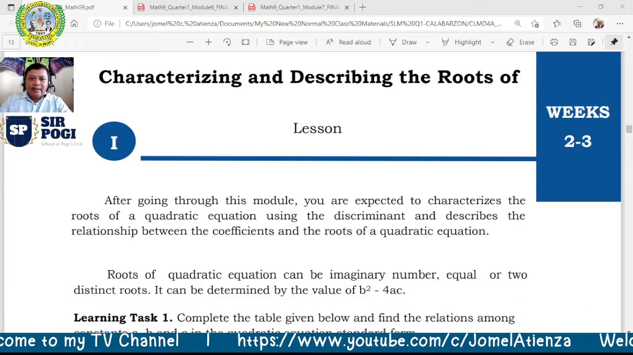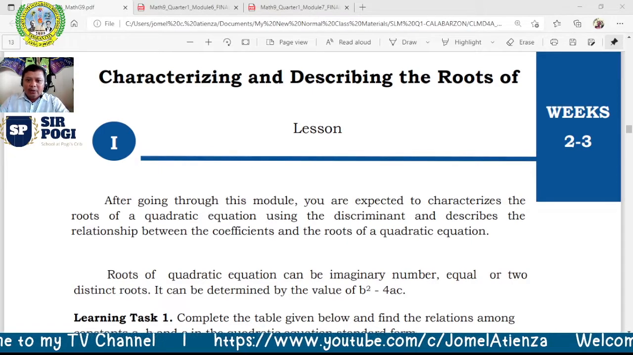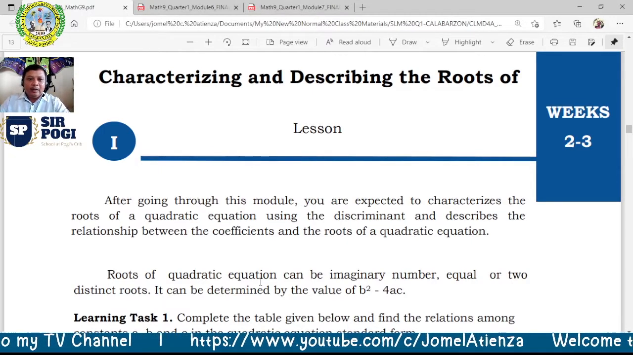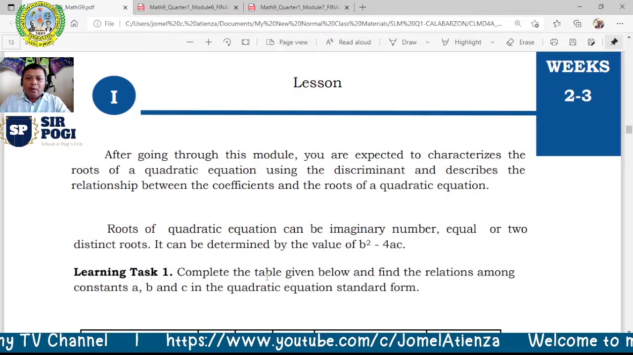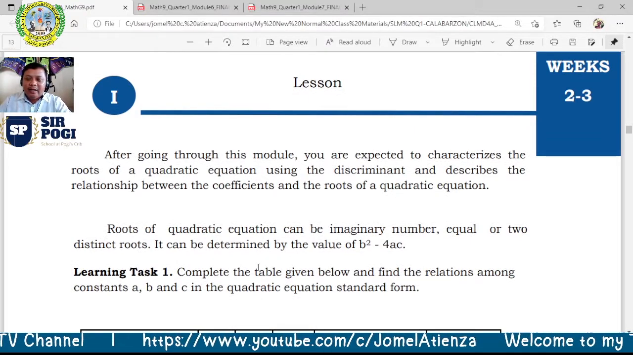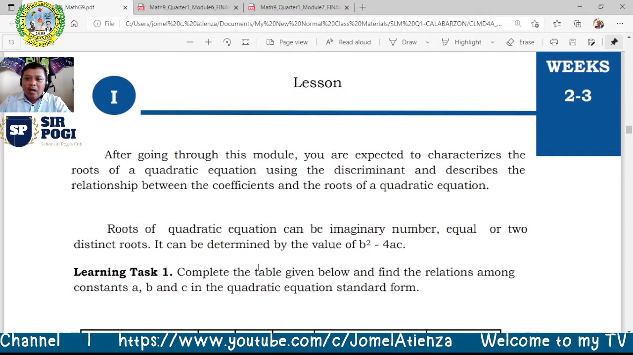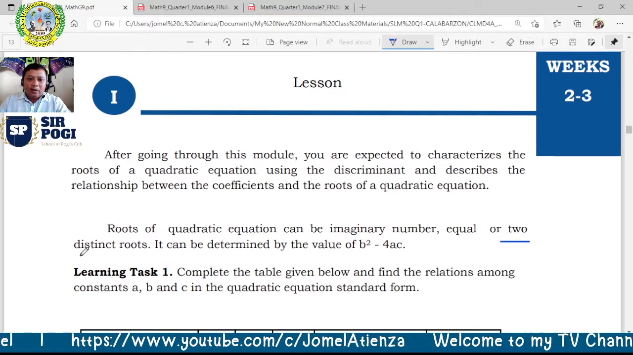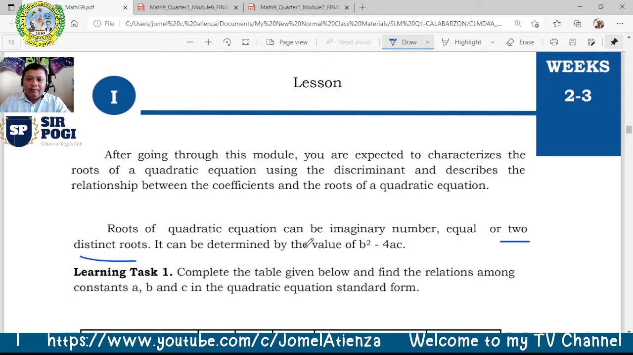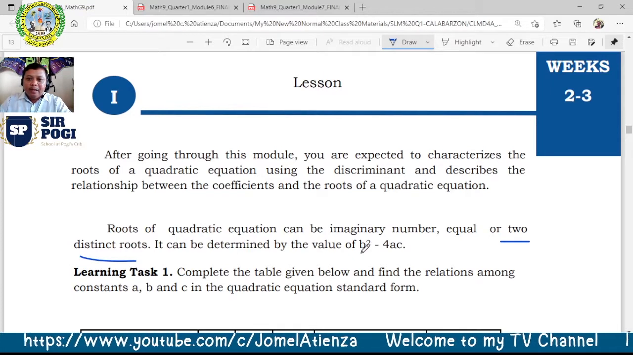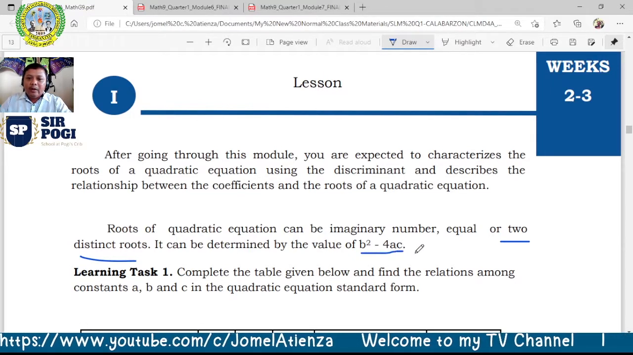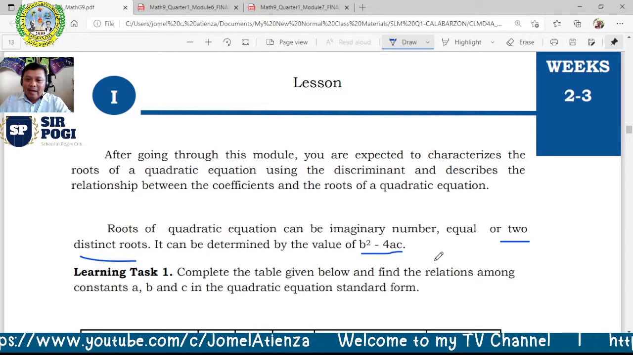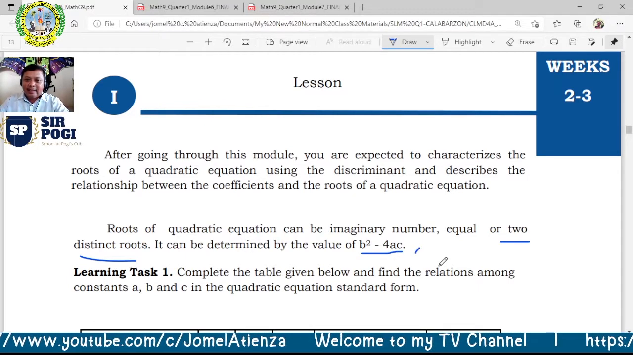Okay, so let us now have the module. So roots of a quadratic equation can be imaginary numbers, equal, or two distinct roots. It can be determined by the value of b squared minus 4ac, which is the discriminant. We call this the discriminant.